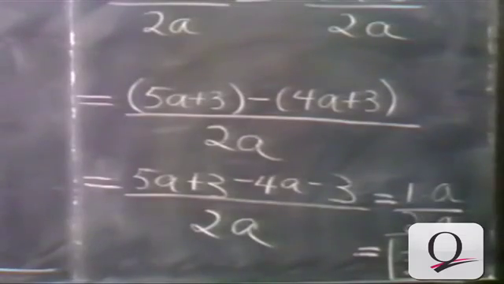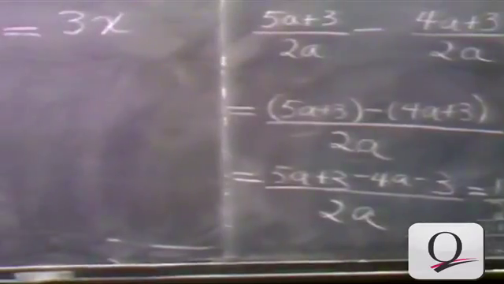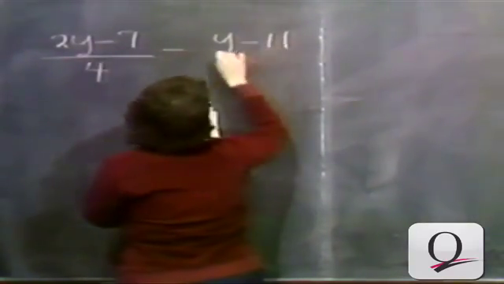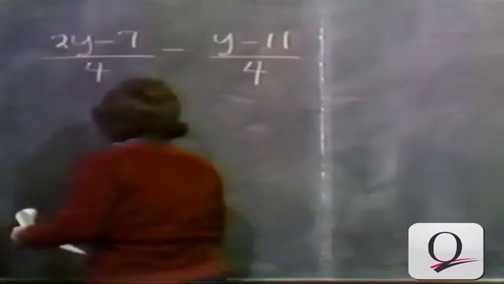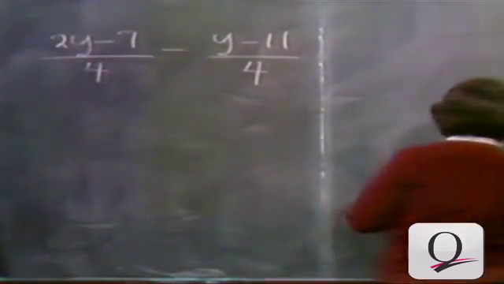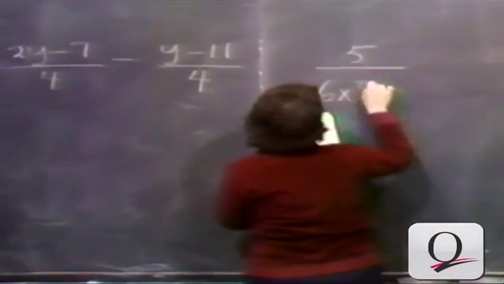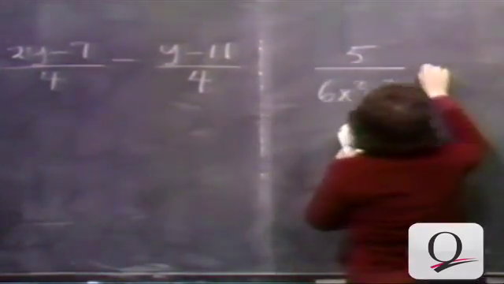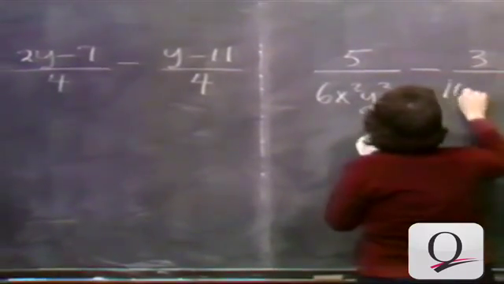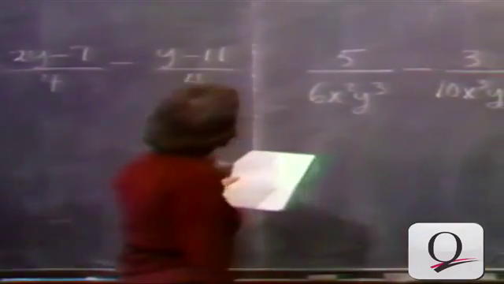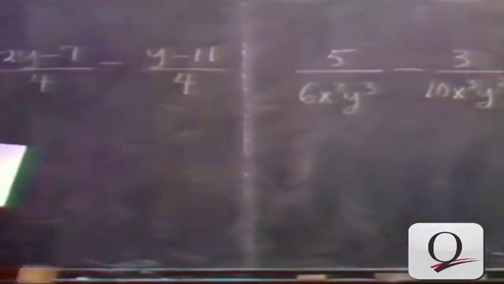Okay, I'm now going to put two problems on the board. It would be a good idea for you to try these problems on your own. You can shut off the videotape machine, and after you've done the problems, turn the machine on and see the solution. Take away y minus 11 over 4. And the second one is 5 over 6x squared y cubed minus 3 over 10x cubed y squared. So shut the machine off, try them, and then come back to me.